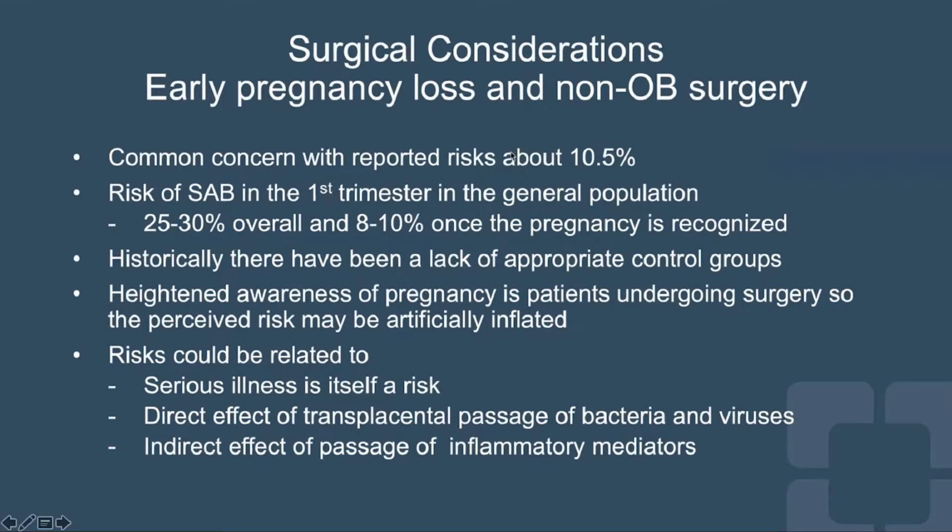So, surgical considerations. A common concern with surgery is early pregnancy loss in non-OB surgery. Reported risks are about 10.5%. However, risk of spontaneous abortion in the first trimester, so miscarriage in the first trimester in the general population, is 25 to 30%. Overall, 8 to 10% once a pregnancy is recognized. So we're talking an increase from about 8 to 10% to 10.5%, which is a small increase.